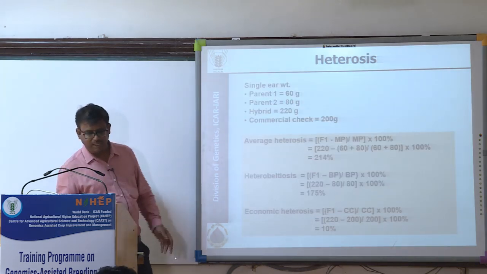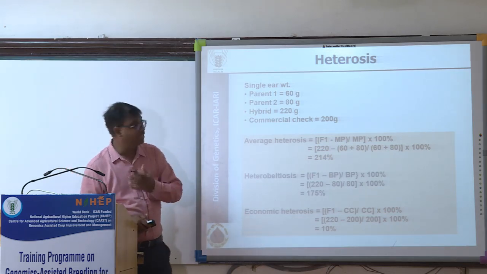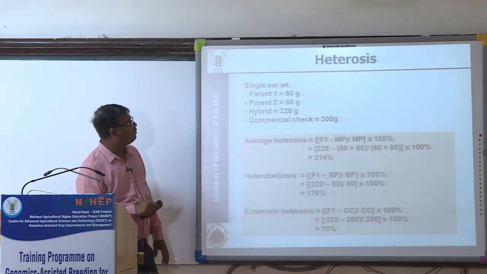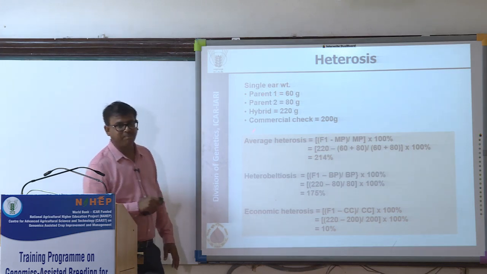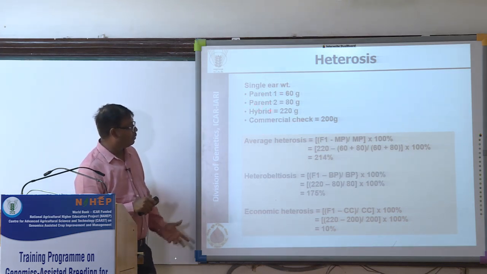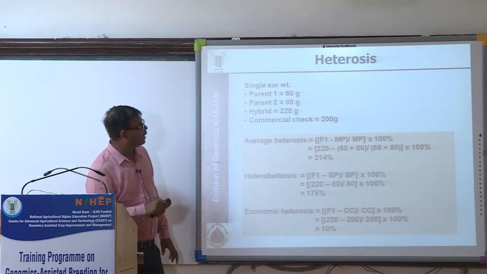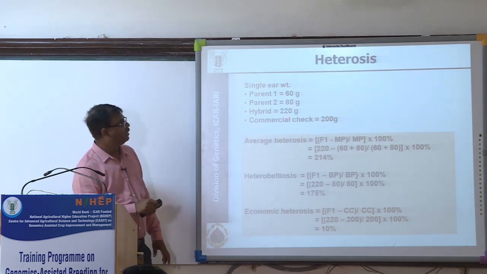And how to calculate heterosis, we can explain to the students, especially in school. Suppose the average ear weight of parent 1 is 60 grams, the average ear weight of parent 2 is 80 grams, and the hybrid is 220 grams.